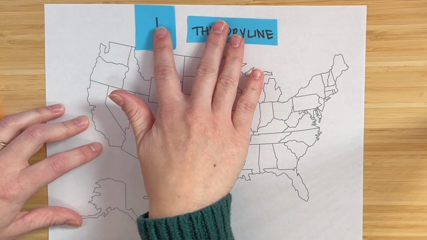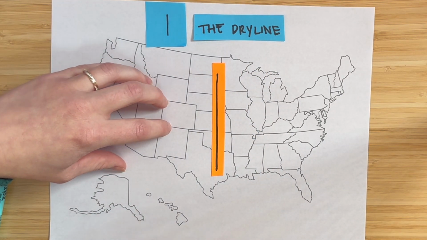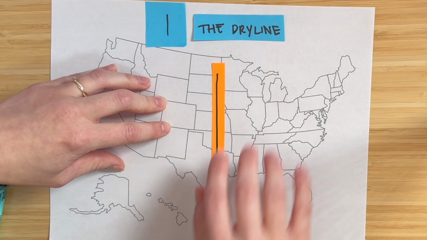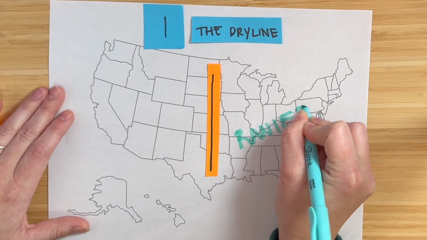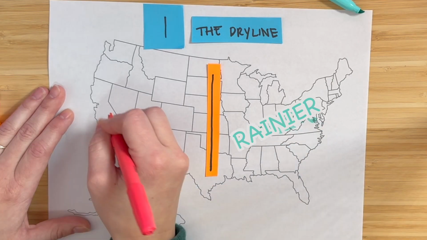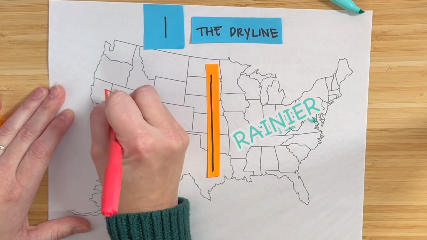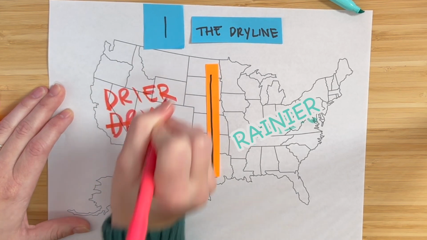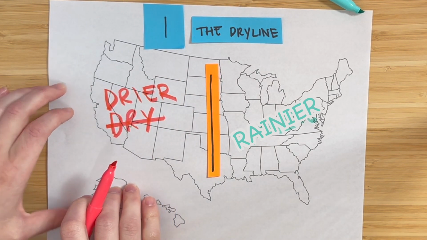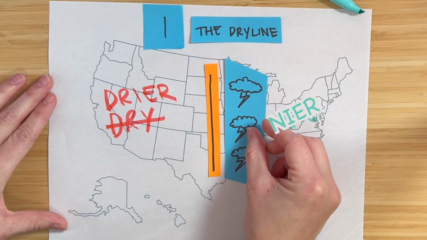The dry line refers to the place where the dry air from the Rockies and the moist air from the Gulf of Mexico meet. And the dry line is also known for separating the rainier eastern side of the United States and the drier western United States. And what's important to note about the dry line is that most tornado and thunderstorm outbreaks happen in front of or to the east of the dry line.